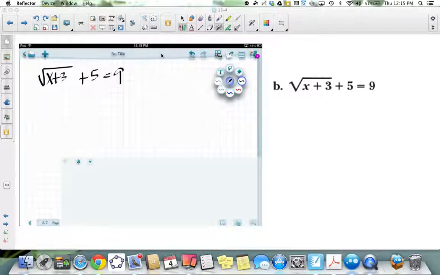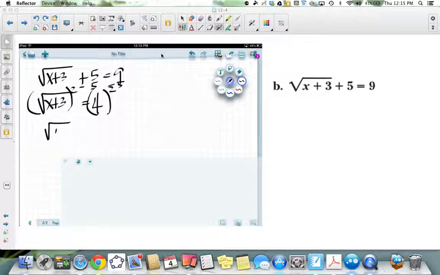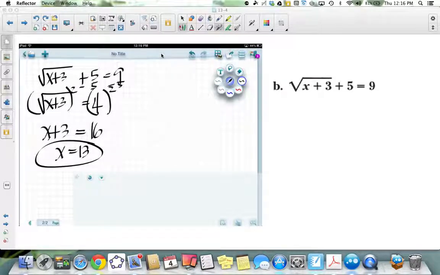So in this case, the first step is to isolate the radical on one side of the equation. So we have radical x plus 3. We subtract 5 from both sides and end up with 4. And then the next step is to square both sides of the equation. So we square both sides and end up with x plus 3 equals 16. This is now a one-step equation. Subtract 3 from both sides, x equals 13. Okay, and that's how we solve example number 1.